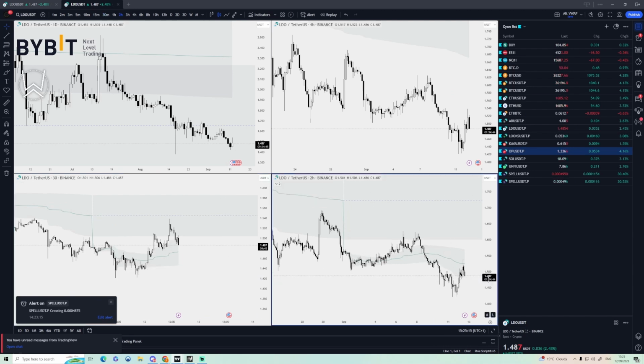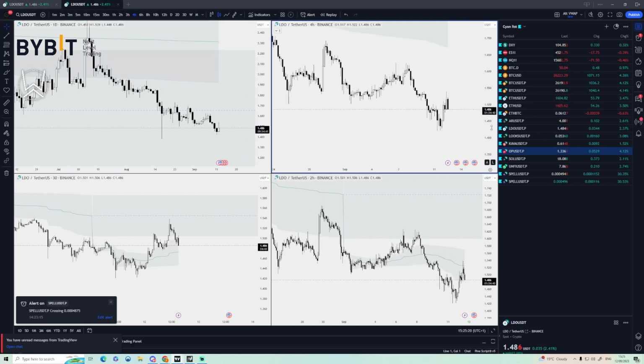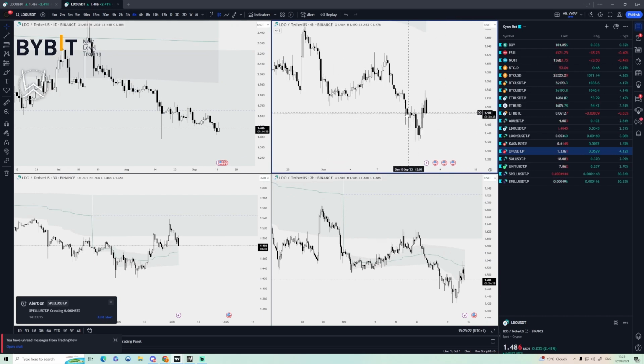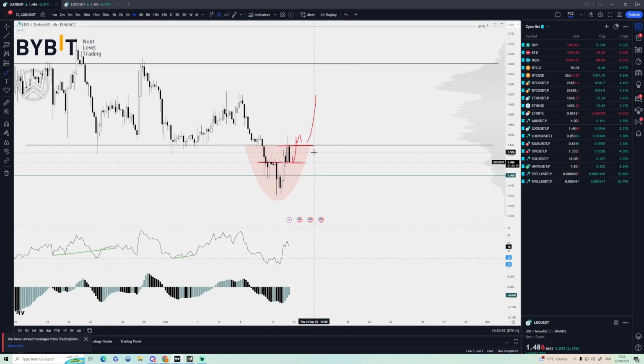What else we got? Looking at the VWAP values. Four hour looks good, right? This 4 hour structure looks good. Yeah, so it's nice that we've sort of broken back above these highs here. We can look to jump up and reclaim and move higher on LDO for sure.